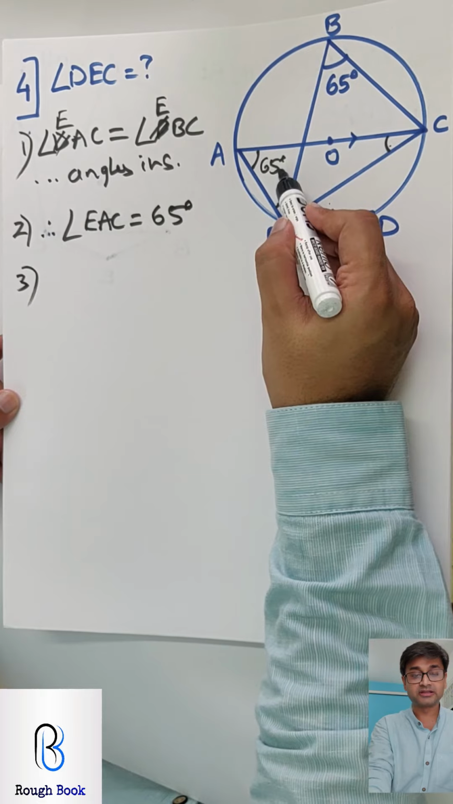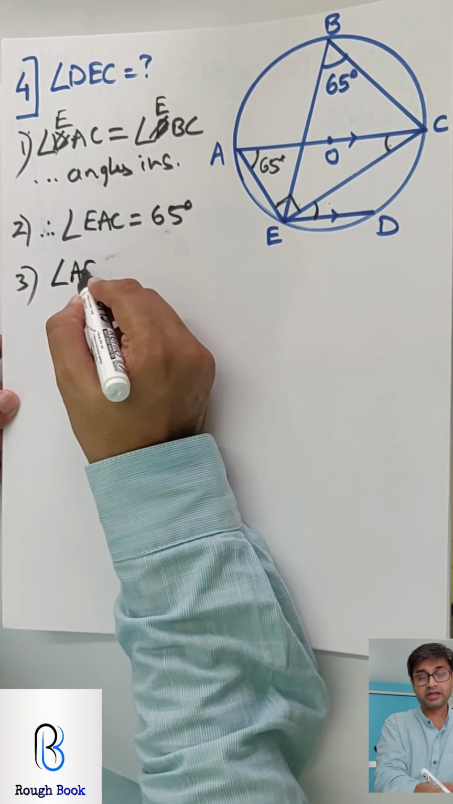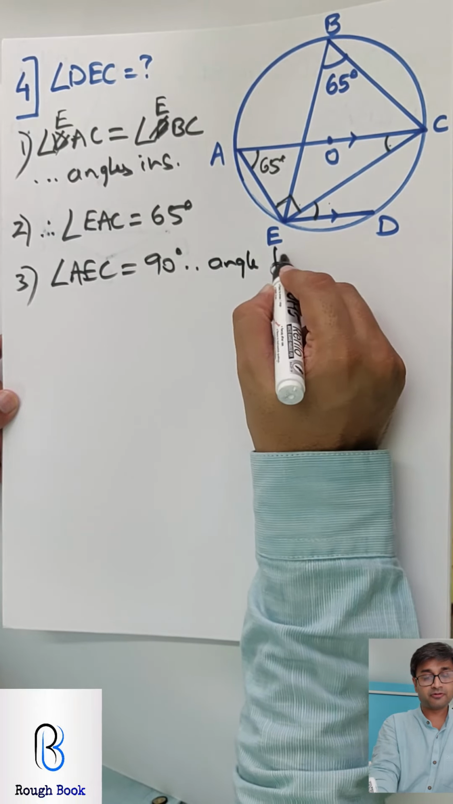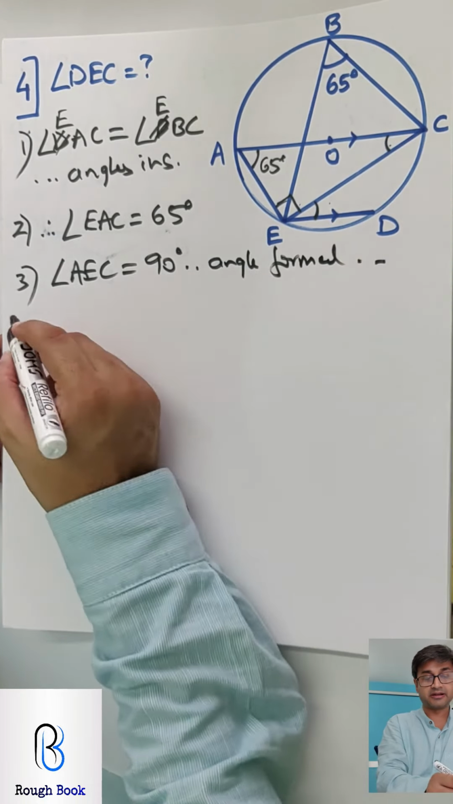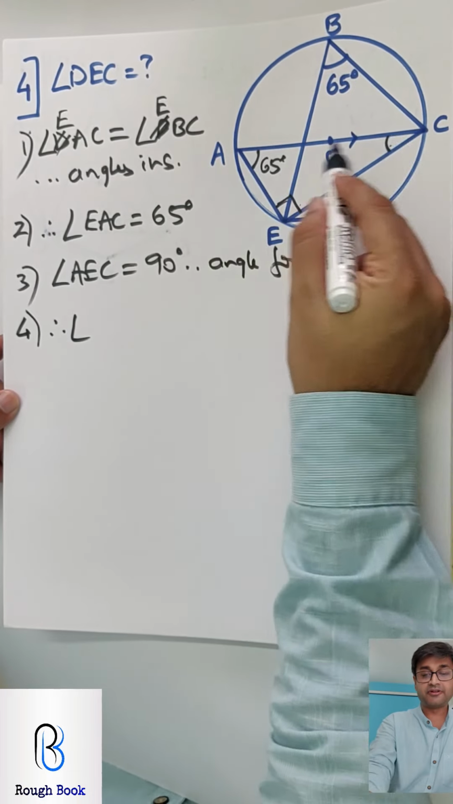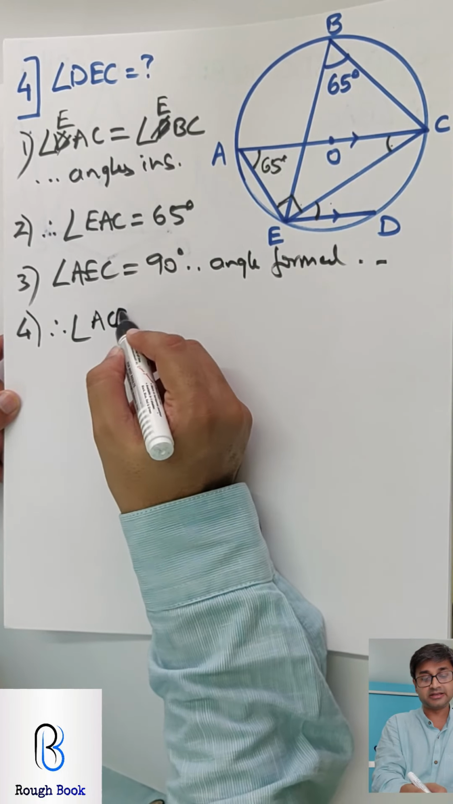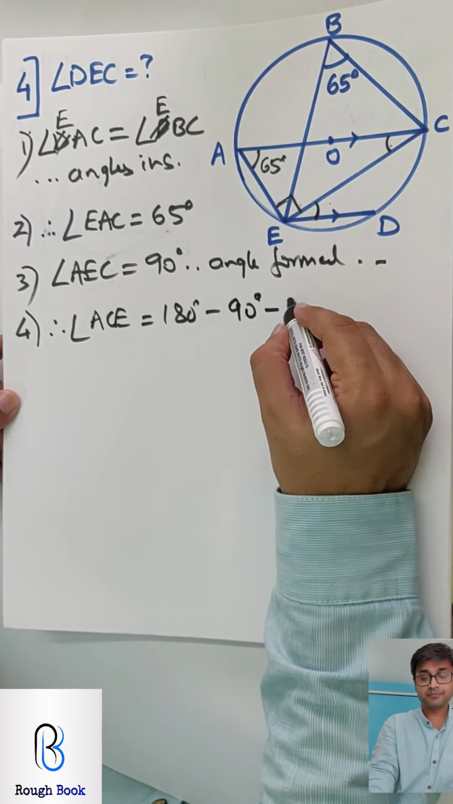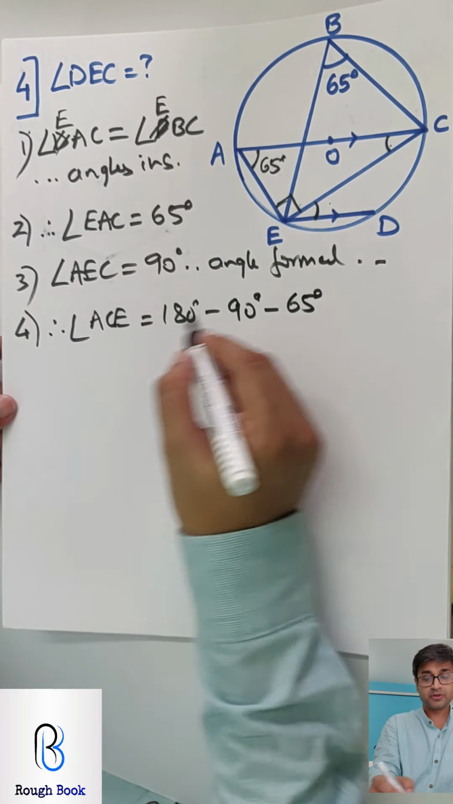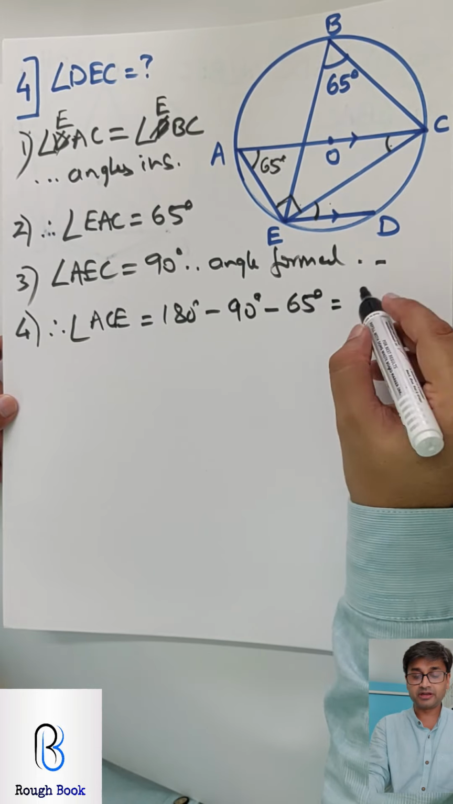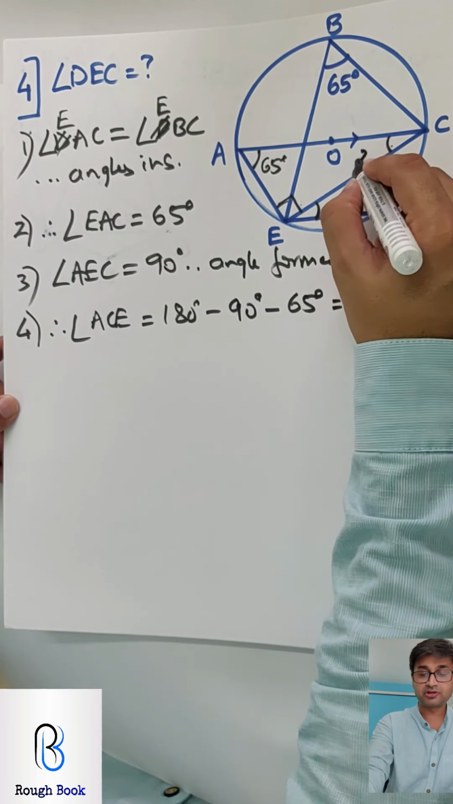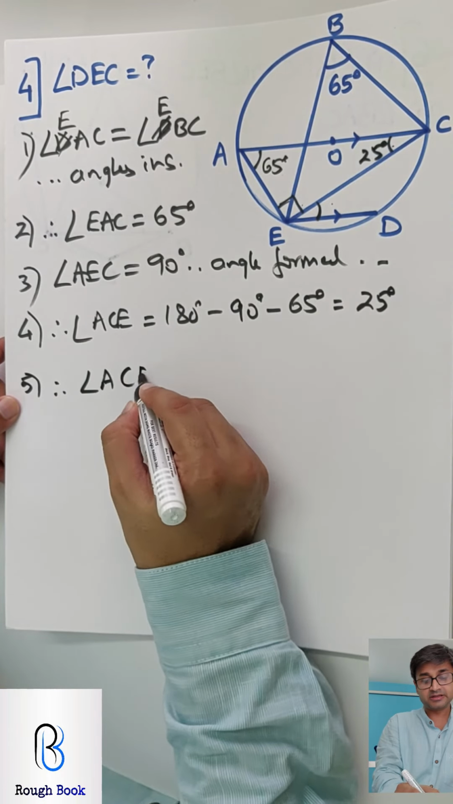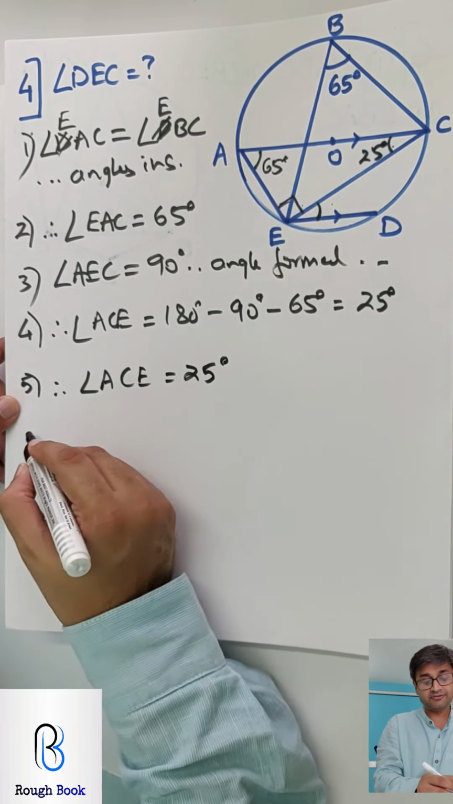So we managed to get this 65. Now for this 90. AEC equals 90. Angle formed in a semicircle is a right angle. Write the complete statement. And finally in this triangle, angle ACE will be 180 minus 90 minus 65. So how much will that be? So 70, 80, 90. So 25. So we managed to get this 25. So therefore angle ACE is 25 degrees.